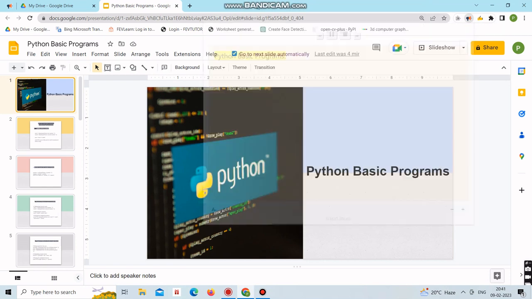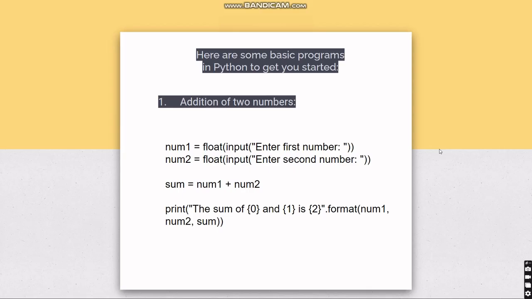Python Basic Programs. Here are some basic programs in Python to get you started. 1. Addition of two numbers. num1 = float(input('Enter first number: ')). num2 = float(input('Enter second number: ')). sum = num1 + num2.